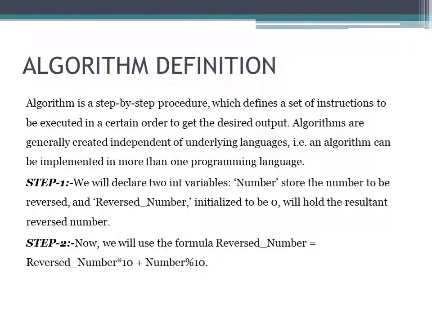Step 1. We will declare two int variables: number, to store the number which we are going to reverse, and reversed number, which will hold the resultant reversed number. The first value of the reversed number will be taken as 0. Second step. Now we'll use the formula reversed number equals reversed number times 10 plus number modulus 10. This is the formula to get the reversed number of the number we are giving.